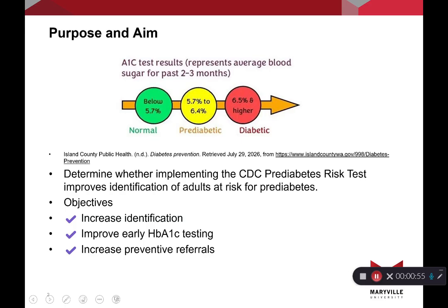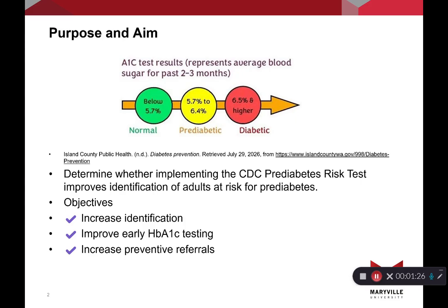Purpose and aim. The primary purpose of this quality improvement project was to determine whether implementing the CDC prediabetes risk test could improve the identification of adults who were at risk for prediabetes. There were three major objectives associated with this purpose. The first one was to increase identification of patients at risk. Before implementation of this project, the clinic did not have a standardized process for identifying these individuals.